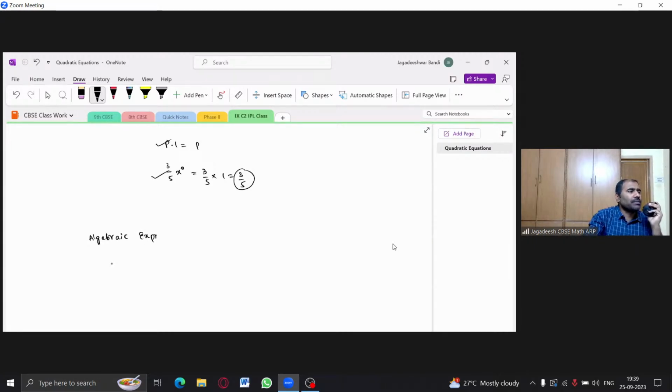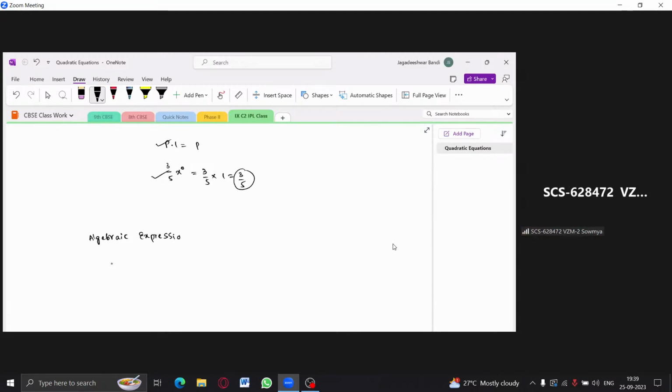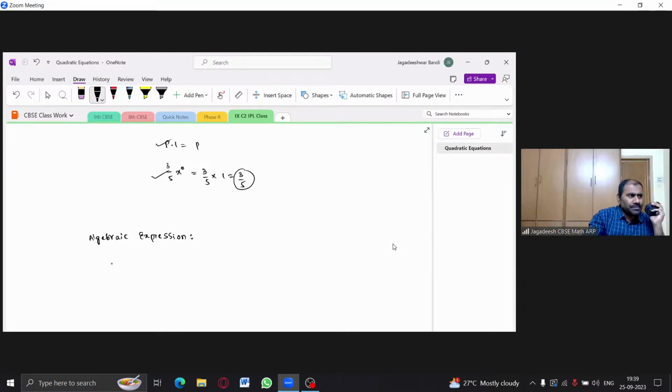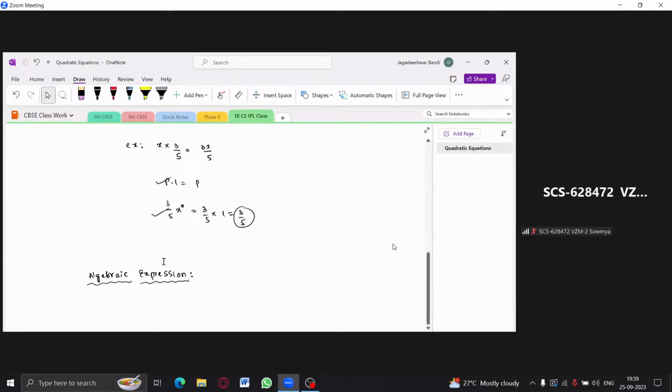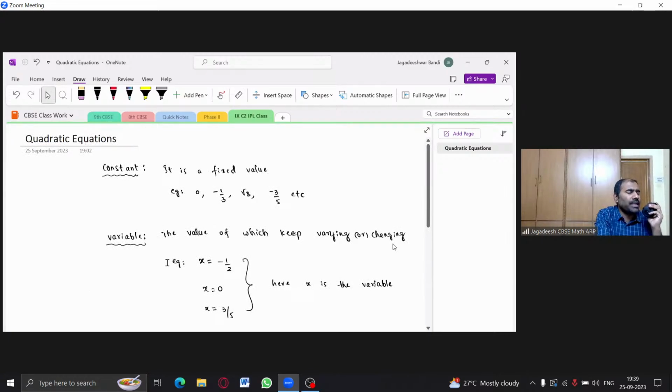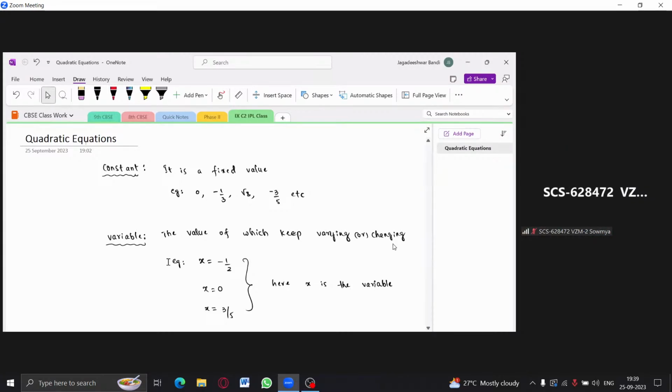Algebraic expression. Sir, yes, Mana, tell me. Can you show the notes of constant? Yeah, I'll show. Can you please take a screenshot if not? Why? Because we are almost done with term also. Okay, thank you, sir. Yeah, thank you, Amma.